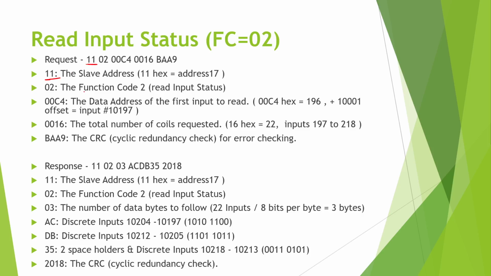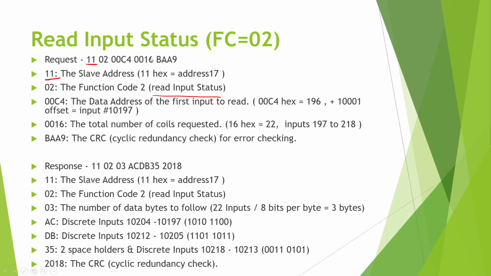So who am I talking to? Next thing I'm saying is function code 2. If we go back to that whole function code thing, that would be read the input status. So we're saying, hey, device 11, tell me what you've got for your inputs, and then the data address of the first input to read. It's saying 00C4. If we convert that from hex, that would be 196. Because we're saying read an input, that's table 10,001. So I should start at 10,001 plus 196, so the address of 10,197.